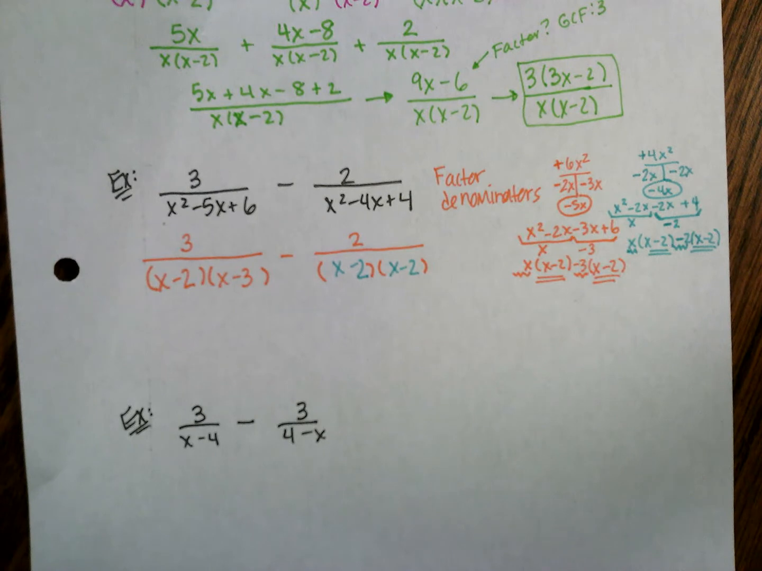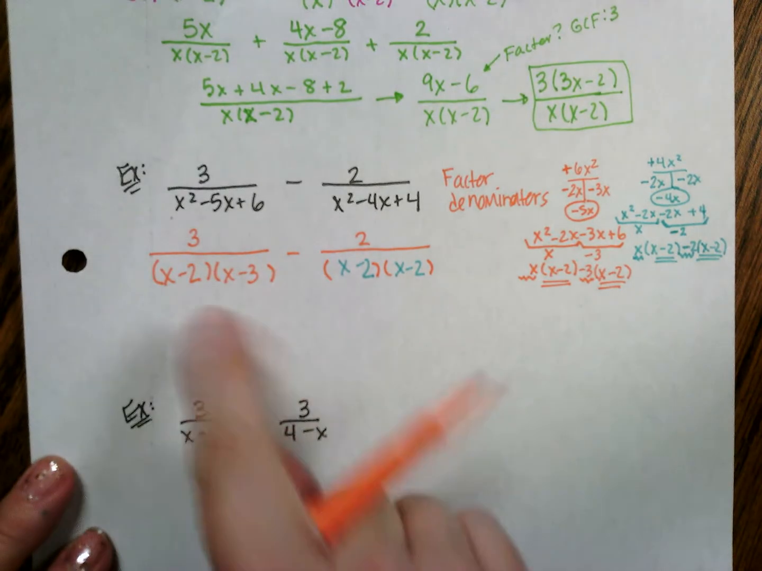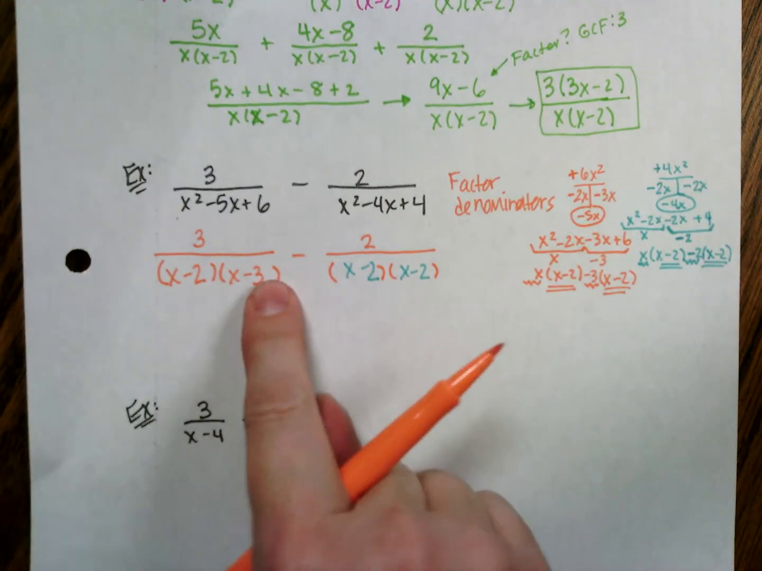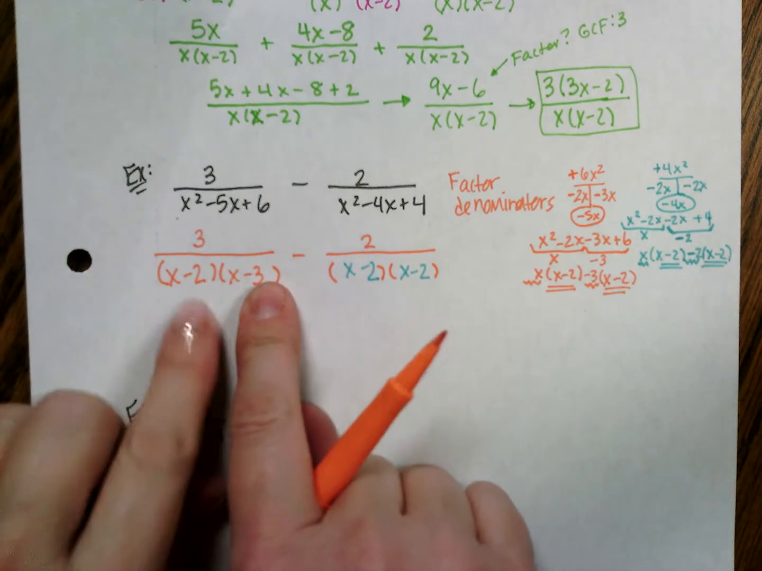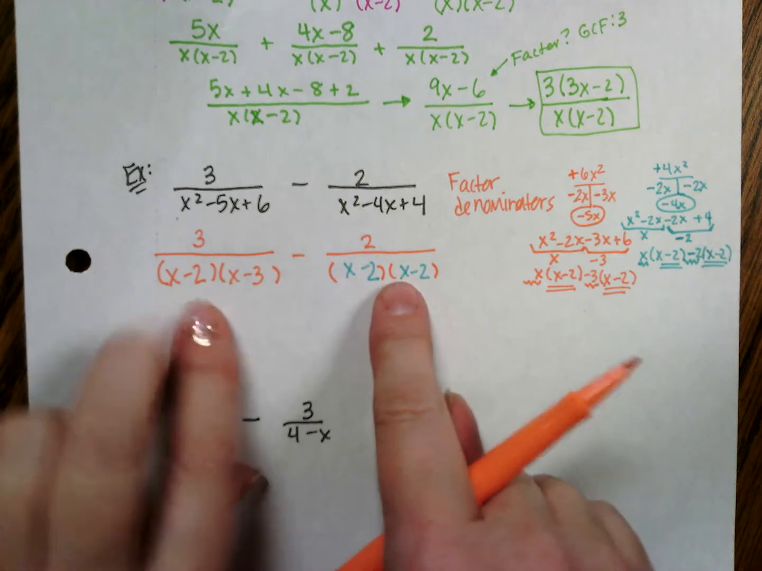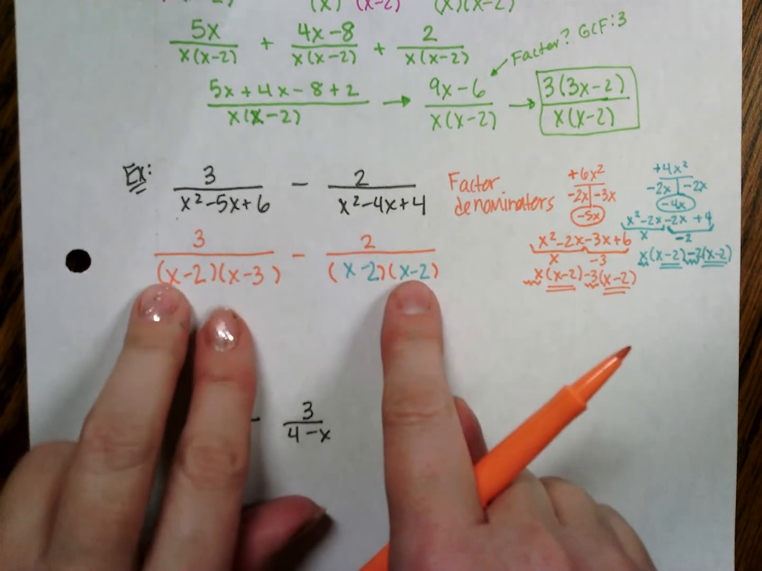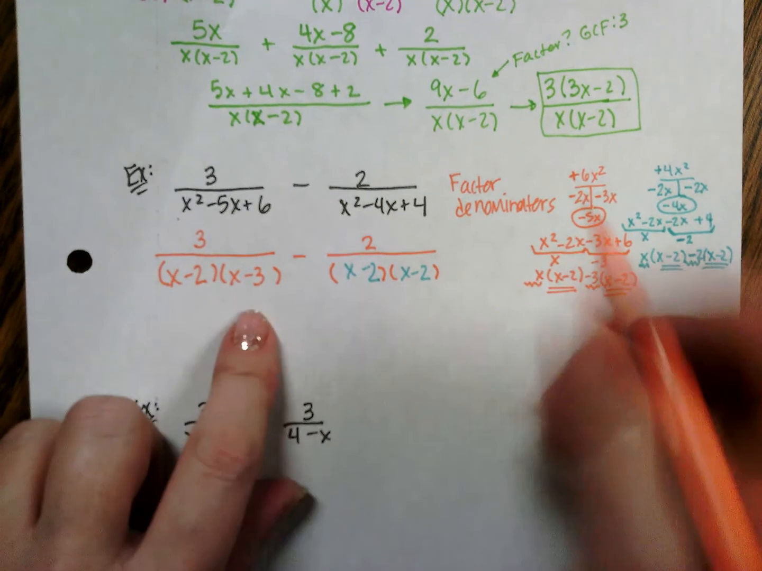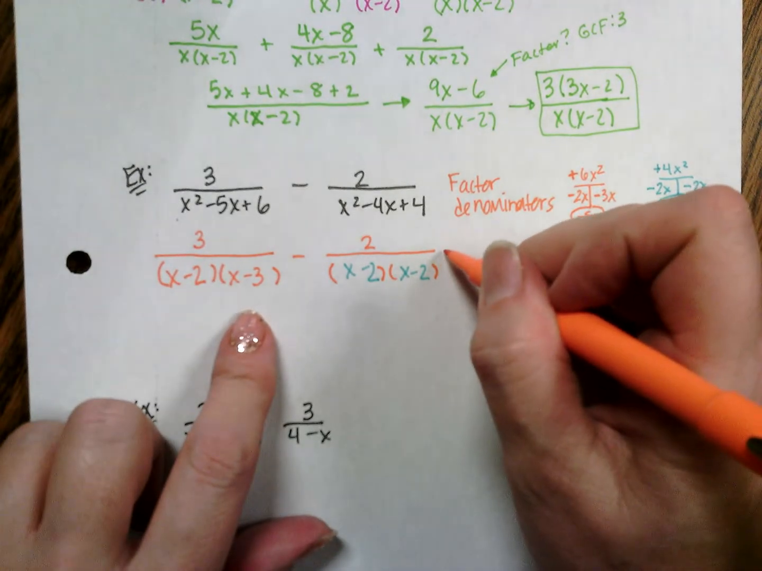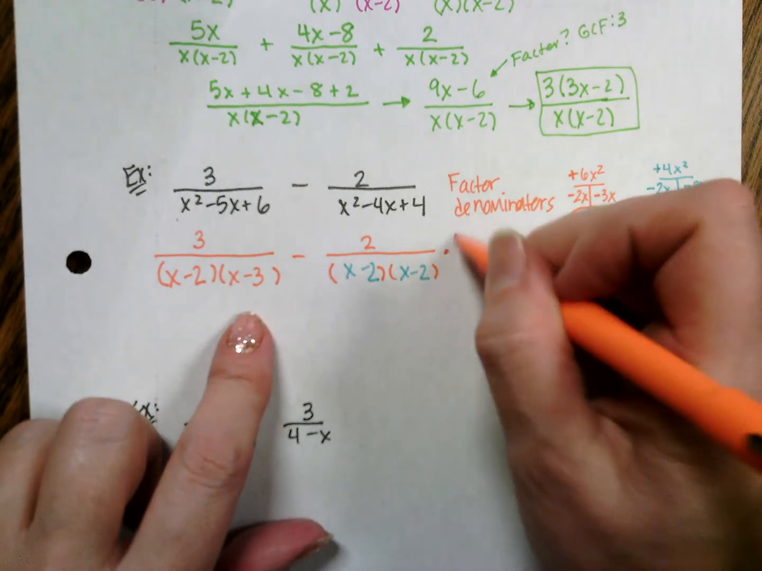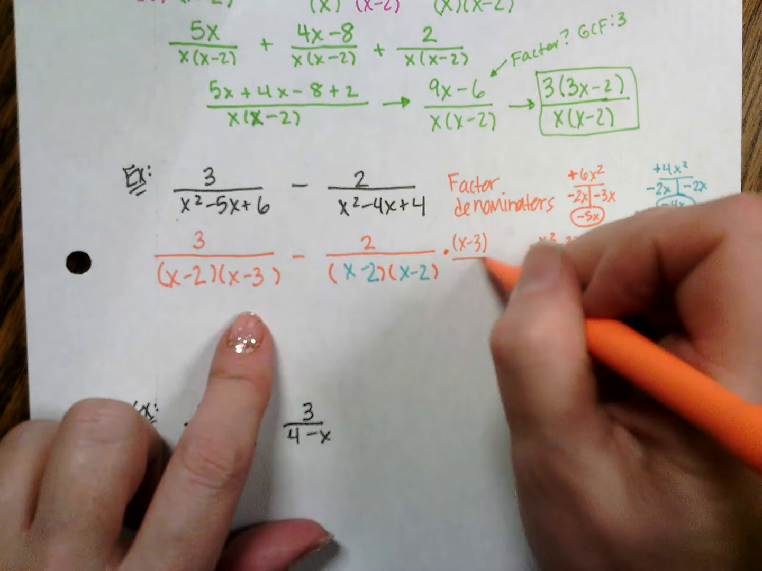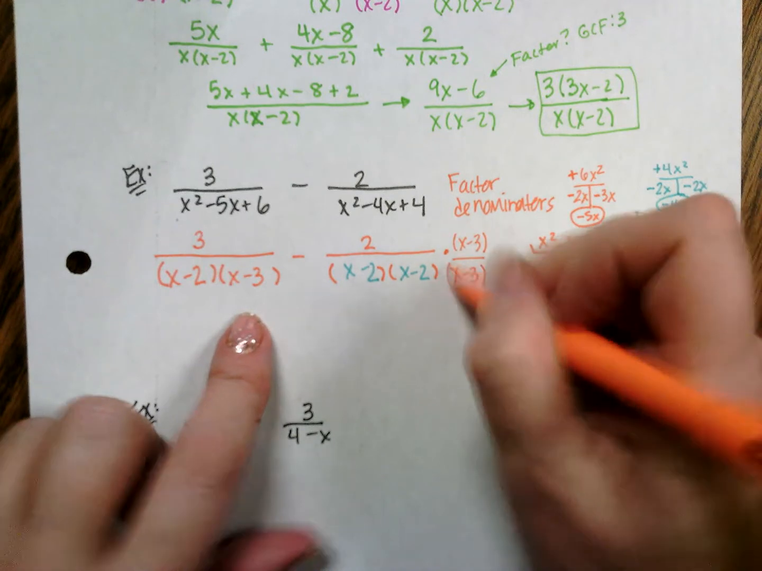So let's go about making ourselves have a common denominator. So I look at this denominator. It's got an x minus 2 and an x minus 3. So we look over here, and this denominator is saying, okay, well, you've got an x minus 3 and I don't, so give me an x minus 3. So we're going to do times x minus 3 here and x minus 3 here.